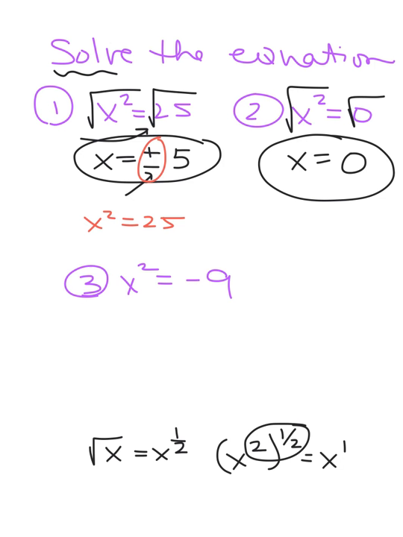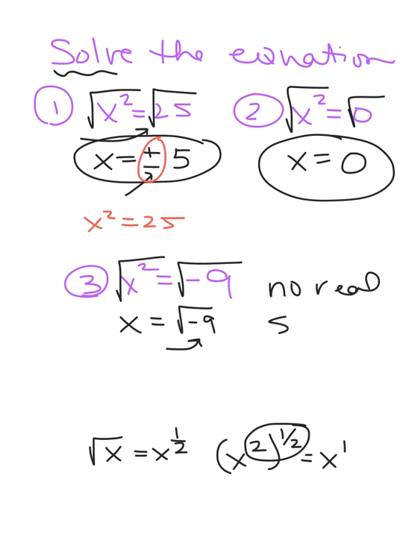Now number 3, same thing. The x is isolated, so I'm all set. Take the square root of both sides. So I have x is equal to the square root of negative 9. I notice that there's something wrong there. We talked about the fact that I can't have a negative number as a radicand. So my answer there is no real solution.